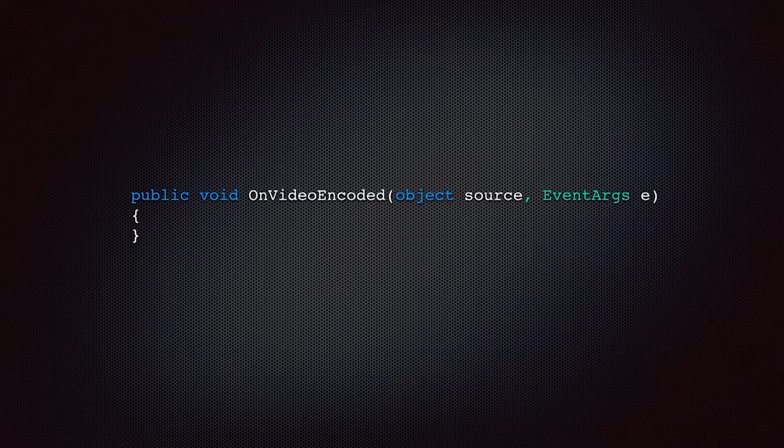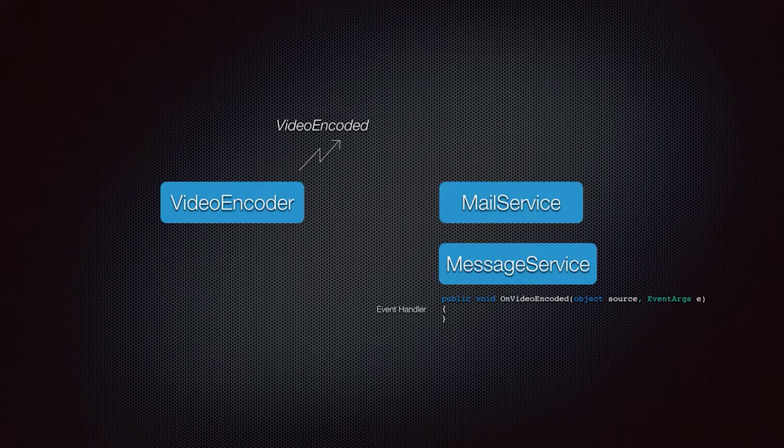And this is a very typical implementation of a method in the subscriber. We often call these methods event handlers. And that's the method that is called by the publisher when the event is raised. So that means, back in our picture here, we need to have a method like that in mail service and message service. So when the video encoder wants to raise that event, it's going to call these methods.